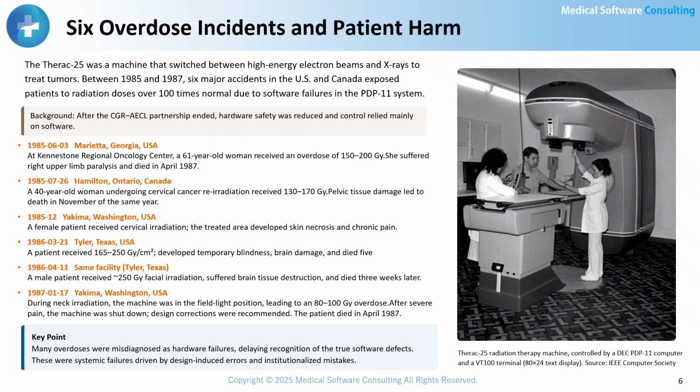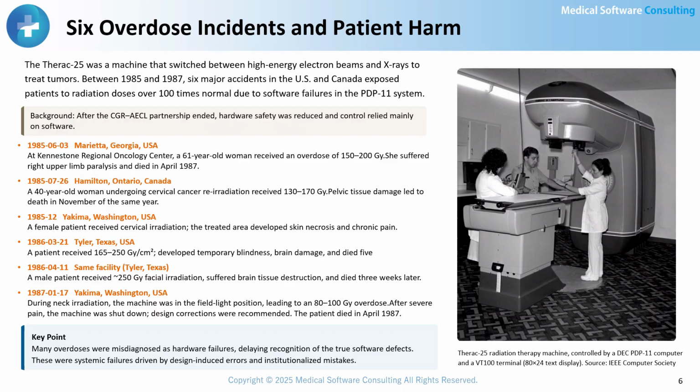11 Therac 25 units were installed, 5 in the United States and 6 in Canada. More than half were involved in accidents. Between June 1985 and January 1987, at least 6 patients were severely injured or died. These events reveal how flaws in design, software, and organizational response combined to produce tragedy.